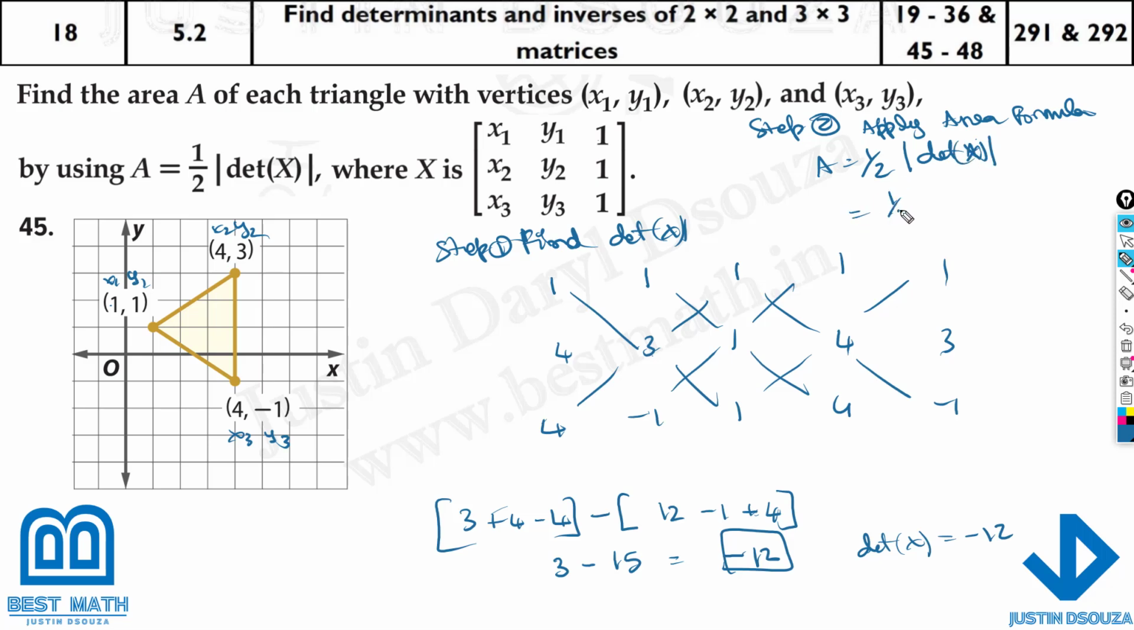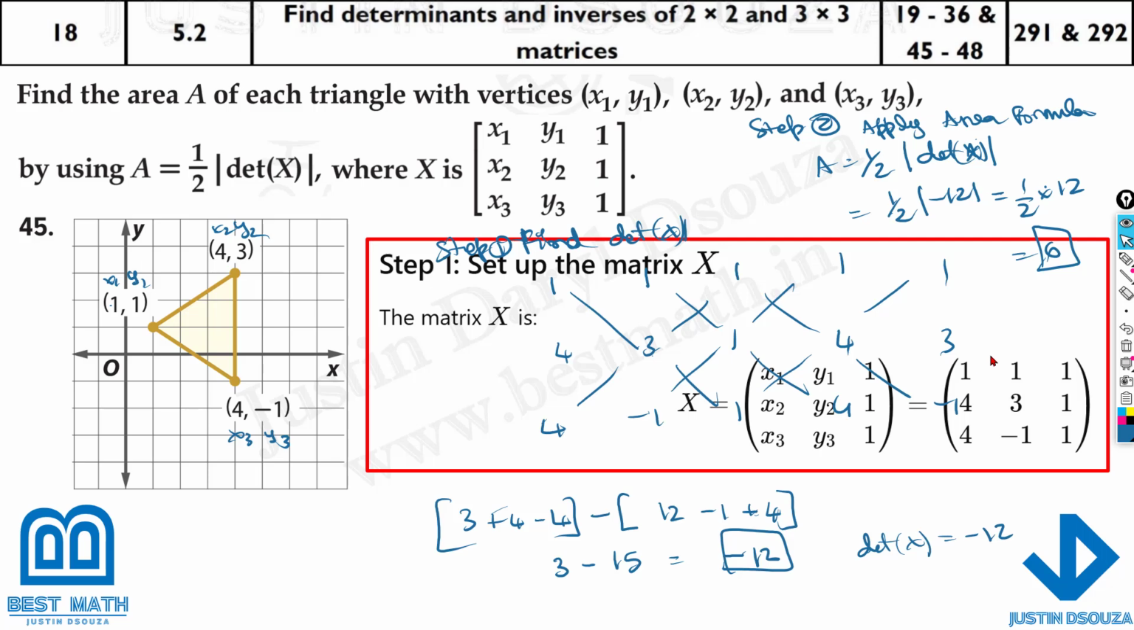So here it will be half of magnitude of what? Minus 12. Magnitude means whatever is the sign, minus or plus, just take the positive value, because determinant can be negative or positive, right? But area will be positive itself. So this is positive. Half times 12, that is 6 is the answer. It should be 6, the area over here.